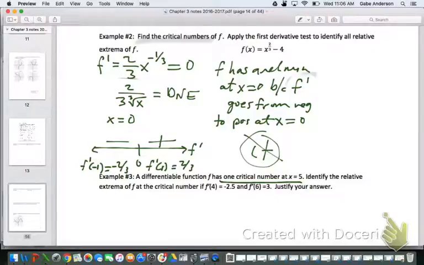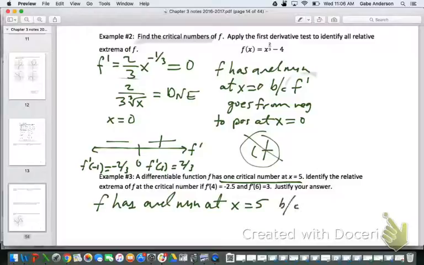What do you think we have? Just shout out, what do you think the answer is? Relative min. I agree with you. So just saying that is not going to be enough because it says justify your answer. It's going to have to be a little bit of a sentence. So we could start it off like this. We could say something along the lines of F has a relative min at x equals 5 because, go ahead, Pristine. Because F goes from negative to positive at x equals 5.